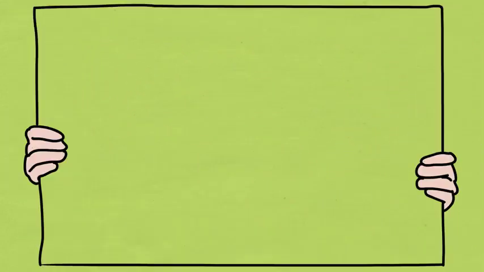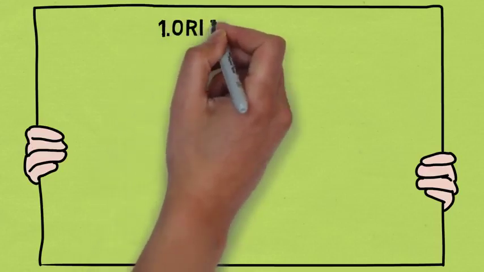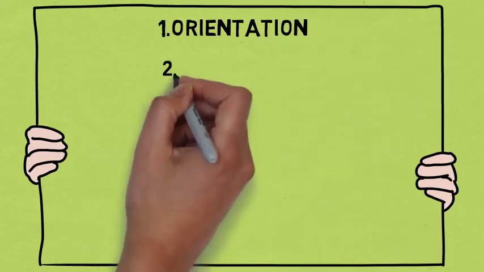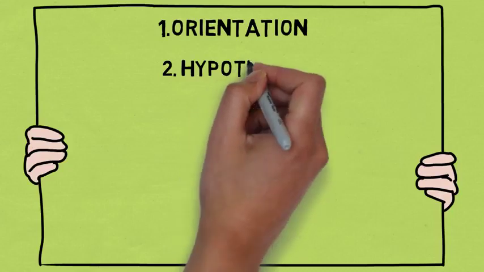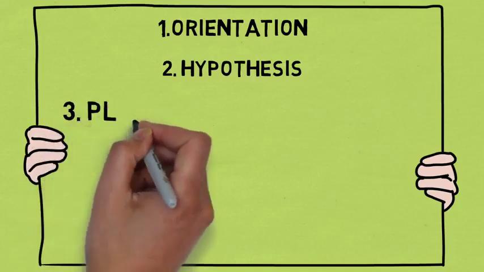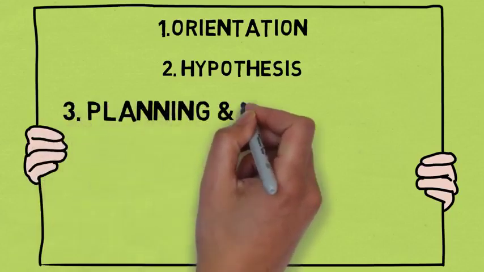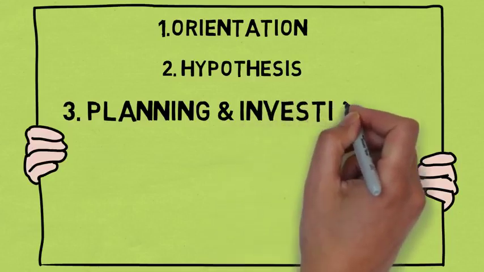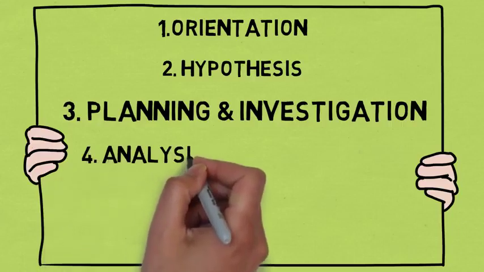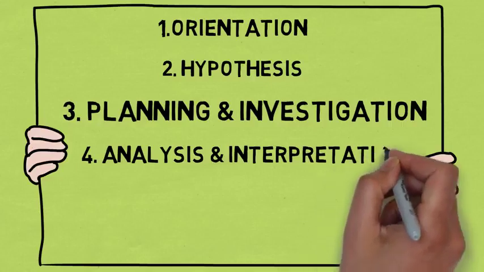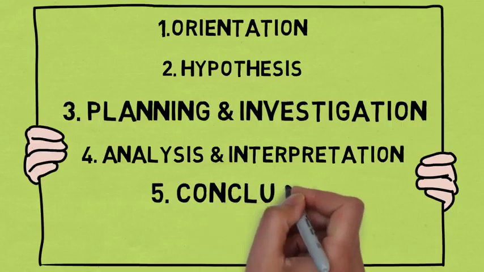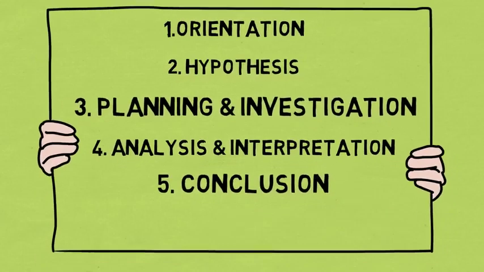Let's recap. There are 5 parts to an inquiry-based lesson. 1. The orientation. This is the introduction which explores prior knowledge and hooks the interest of the class. 2. The hypothesis. This is the question or proposed explanation which becomes a starting point for investigation. 3. Planning and investigation. This involves researching, data collection or experimenting. 4. Analysis and interpretation. Children analyse their findings and look for solutions. 5. Conclusion. Children present their findings to the class and reflect on what they learned.